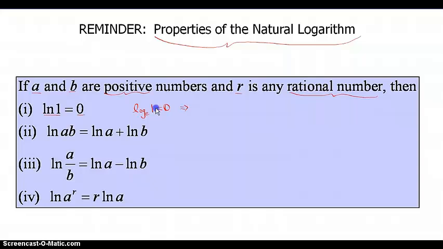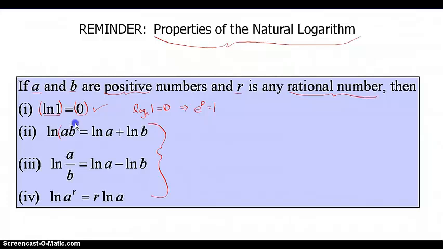because when I use the equivalent exponential form of this logarithm, it states that e to the 0 is 1, and that's always a true statement. So we can count on the fact that anytime we see the natural log of 1, we can replace it with 0. So we're going to use that a lot in our work with the natural logarithm. These three properties are what are already in your notes.